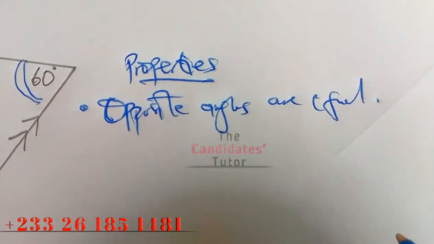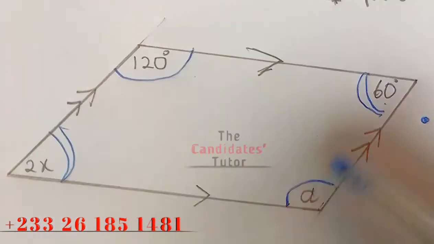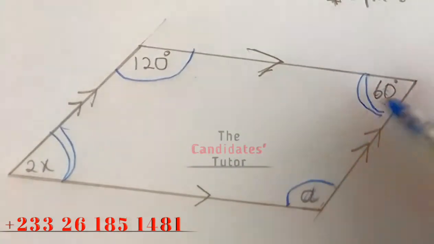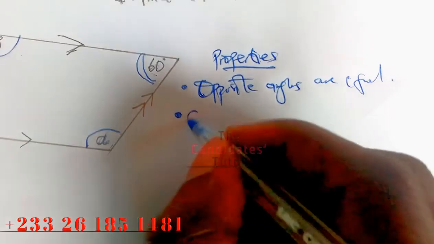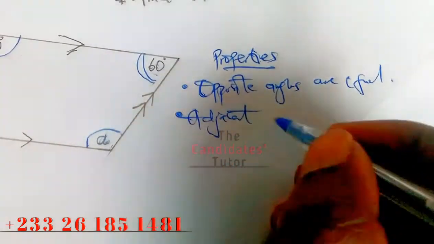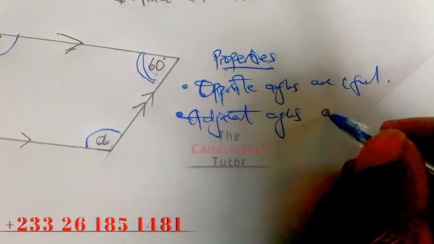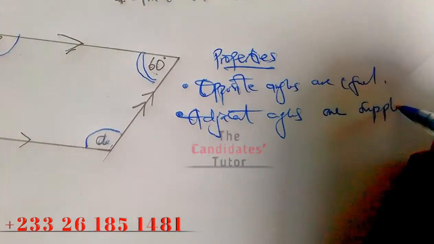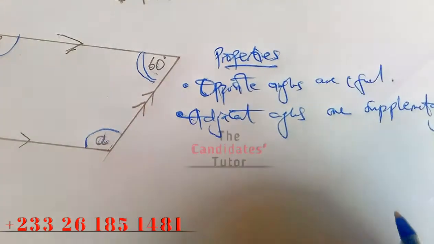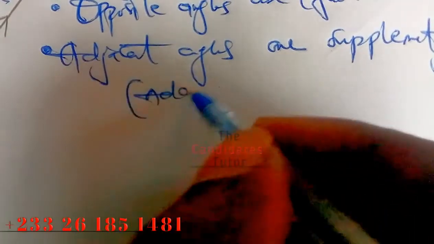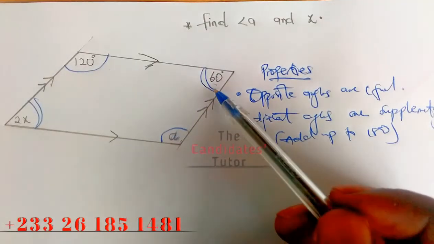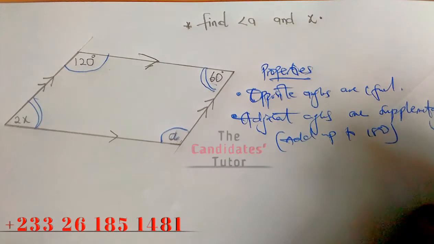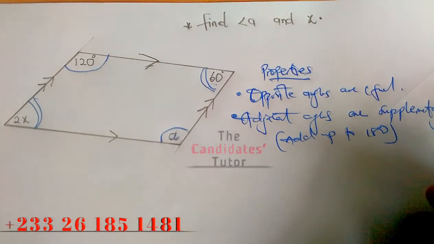Opposite angles are equal. Secondly, the alternating angles or adjacent angles, the angles here, they are supplementary. So let's say adjacent angles are supplementary. When it's supplementary angles, it means that they add up to 180. So if you add A and 60, you should get 180 degrees. Okay, so those are the two main properties that we are supposed to learn for this particular lesson.